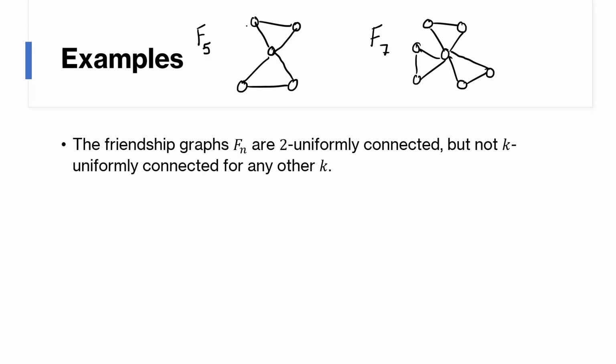So they're not one uniformly connected because they're not complete, right? An edge is the same thing as having a path of length 1. They are two uniformly connected. Any one of these is two uniformly connected, and you can do a quick check that between any two vertices you can find a path of length 2.